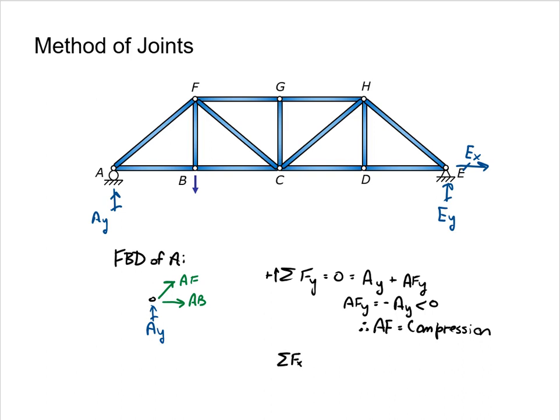Next, we apply horizontal equilibrium. We have a positive contribution from AF, but the quantity is negative, and we have a positive contribution from AB. When we solve for AB, we see that the result is now positive, so AB is in tension.